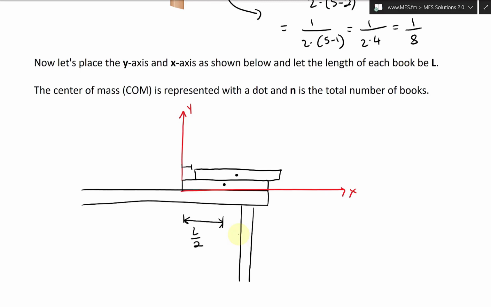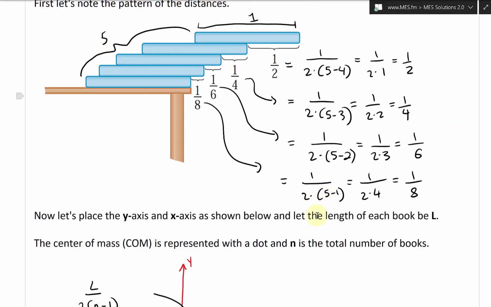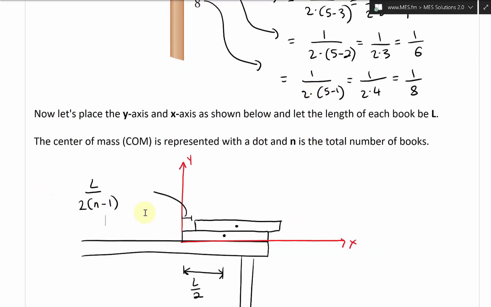All right, so that distance is the same, and this is equal to, as before, L over 2, then total number of books minus 1. Remember, that's the bottom one here. So total number of books in this case is 5, so minus 1, whatever the number of books is. So that's the pattern. And now the next setup is we add another and extend this one accordingly.